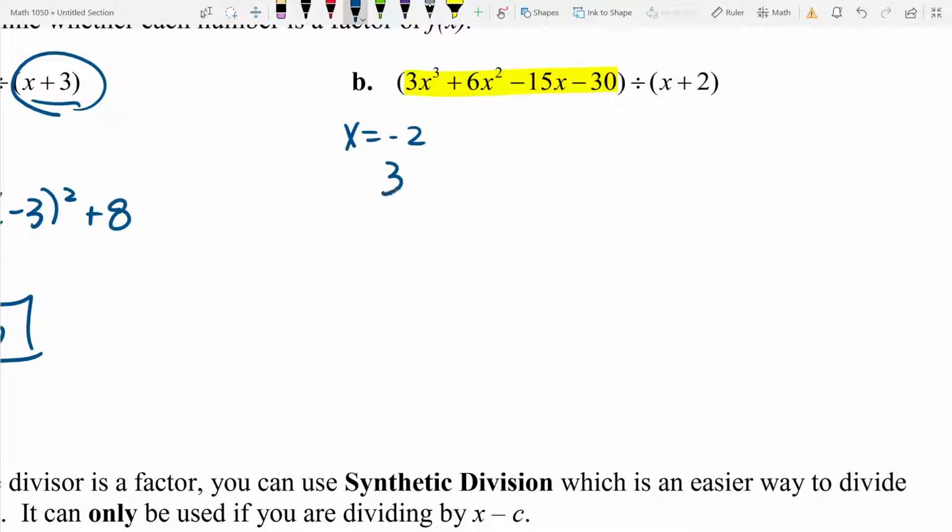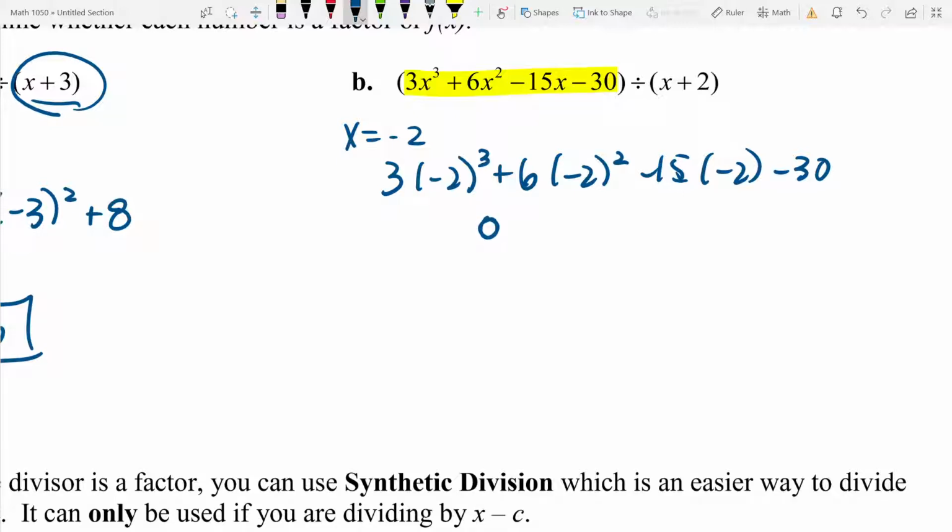Now plug that in. So 3 times negative 2 to the third plus 6 times negative 2 to the second plus 15 times negative 2 minus 30. Now let's put that in the calculator. So go 3 parenthesis negative 2, close it, raised to the third, plus 6 parenthesis negative 2, close it, squared, minus 15 parenthesis negative 2, close it, minus 30, hit enter, and I get a 0. So if I get a 0, then this is a factor. So the answer would be yes.